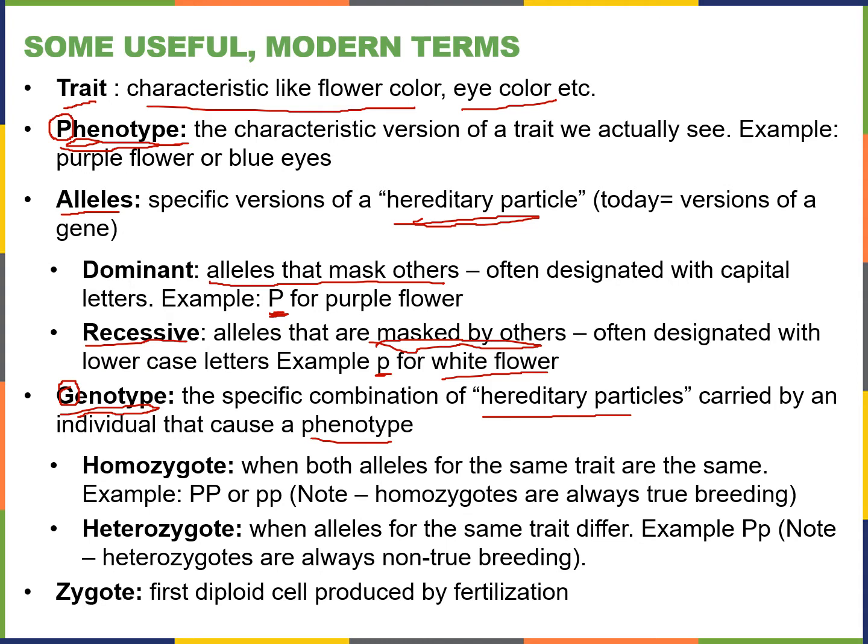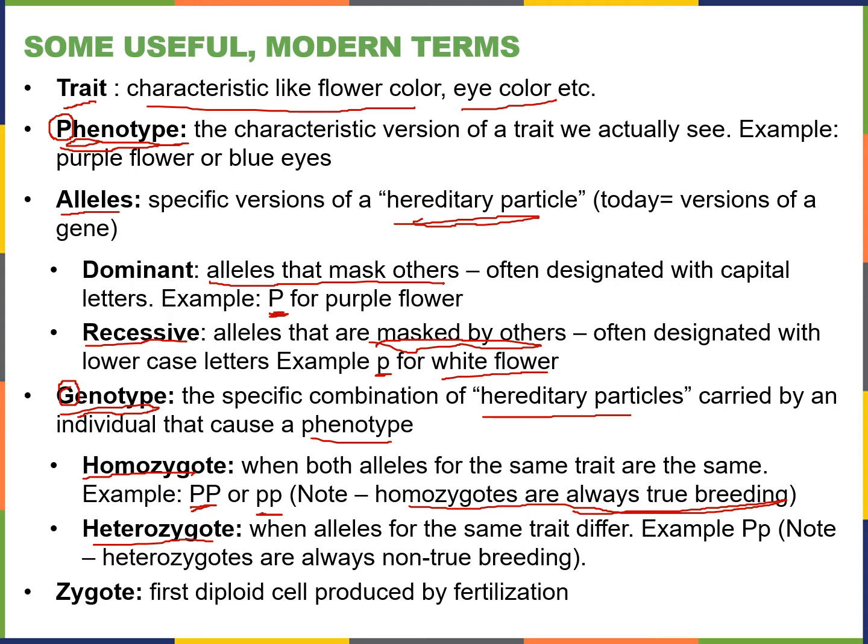So we've already done genotype. Now we're going to talk about homozygotes and heterozygotes. Homozygotes occur when both alleles for the same trait are the same. So if we have big P, we have a true dominant purple flower. When we have little p, we have a true recessive white flower. Homozygotes are always true breeding. That's a very important concept. Homozygotes are always true breeding.